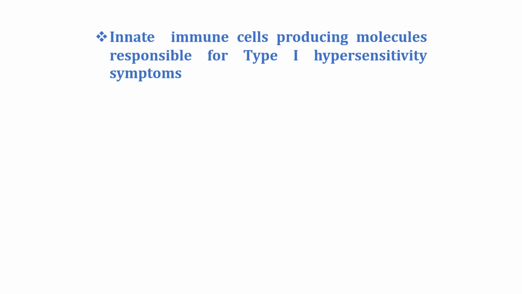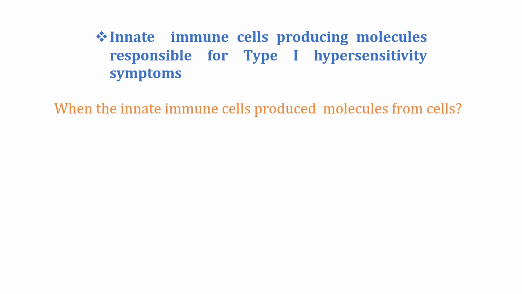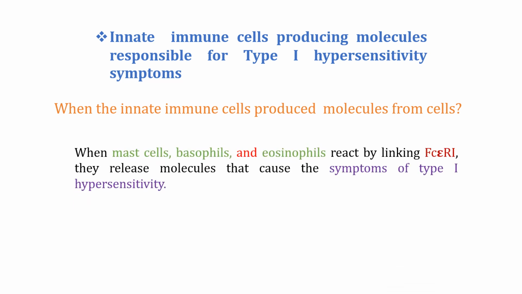Today I am going to teach you how the innate immune cells produce the molecules responsible for the type 1 hypersensitivity symptoms. When mast cells, basophils and eosinophils react by linking FcεRI to IgE antibody, and on second exposure the allergen binds to the antibody, which I discussed in my previous video.